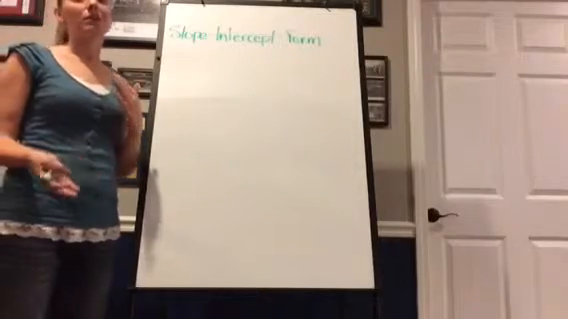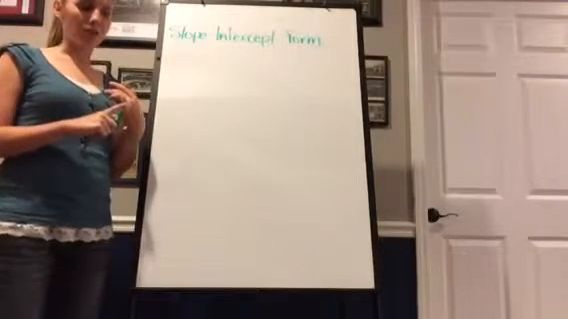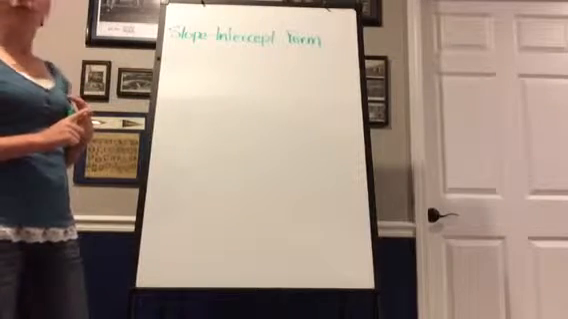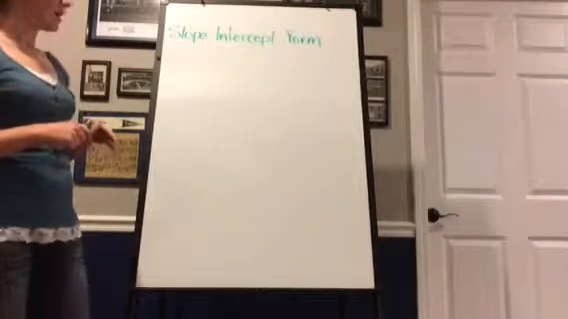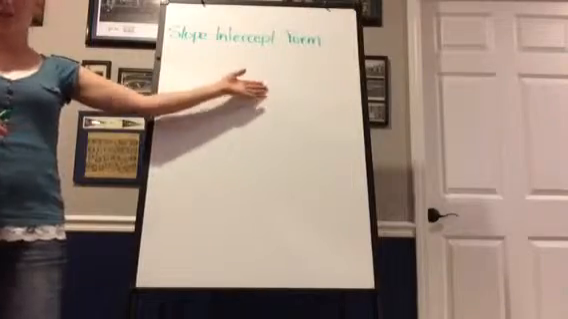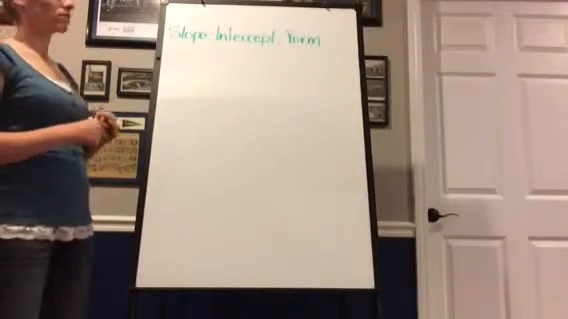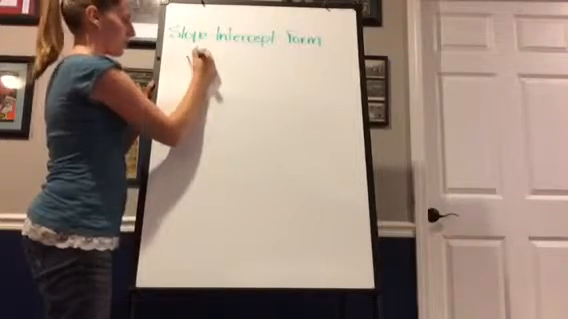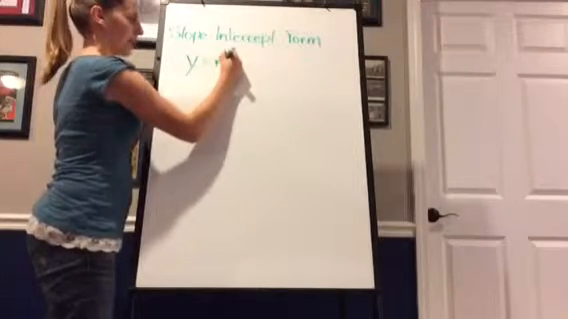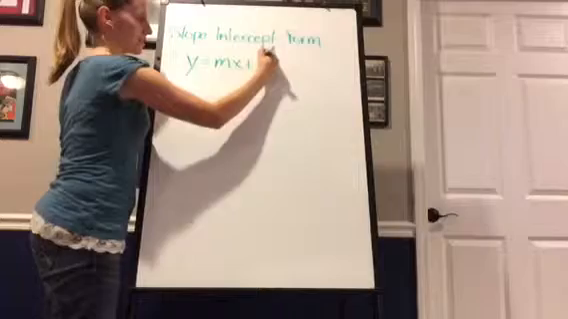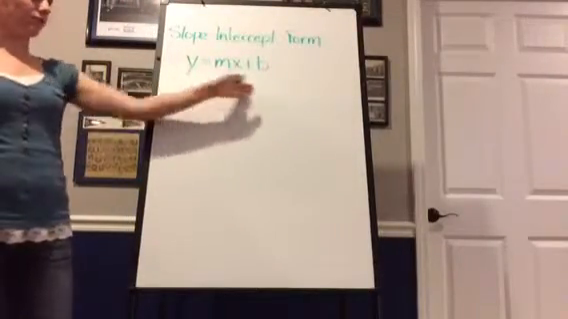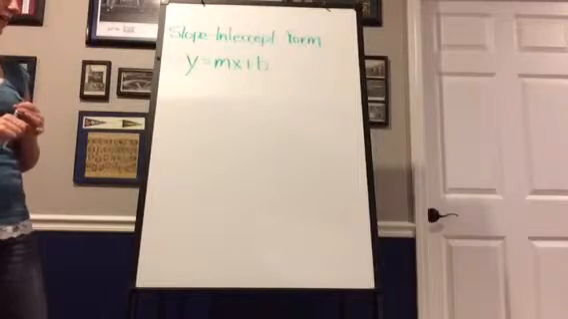So far we've been talking about slope. We found slope from a graph, we found slope from 2 points, and now we're doing slope from an equation. There is a special type of equation that we're going to use, and it's called slope-intercept form. And it needs to be in this form: y equals mx plus b. Has to be in this form. This is going to be our favorite form for a long time.